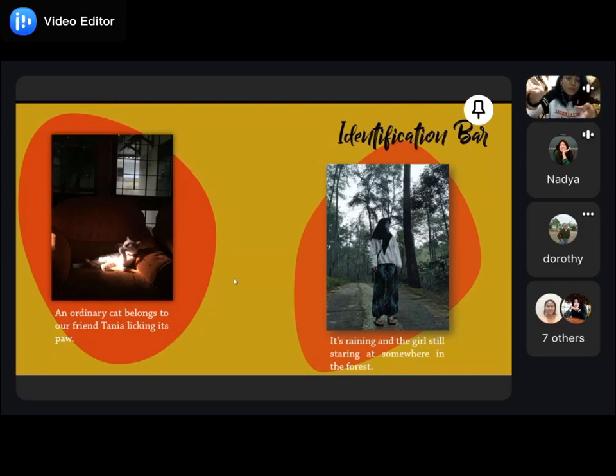So from the first picture, you see an ordinary cat belongs to our friend Mia. The cat, the cat. And for the second picture, it's raining and the girl is still staring at somewhere in the forest. The subject is her, the girl. Yes. Next slide, please.